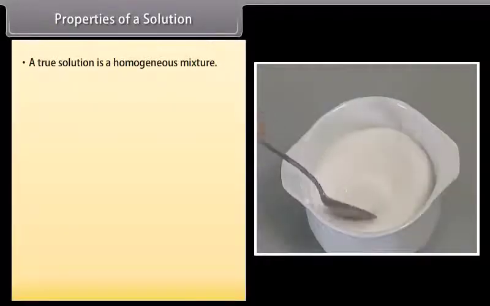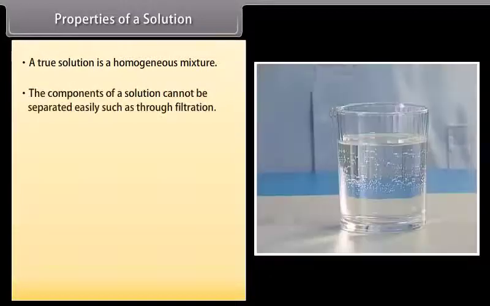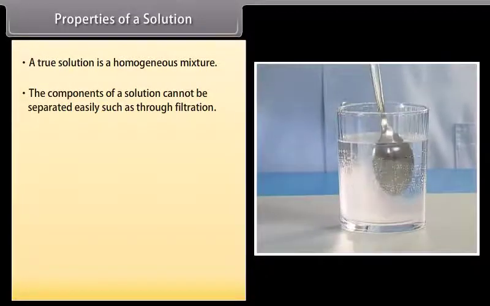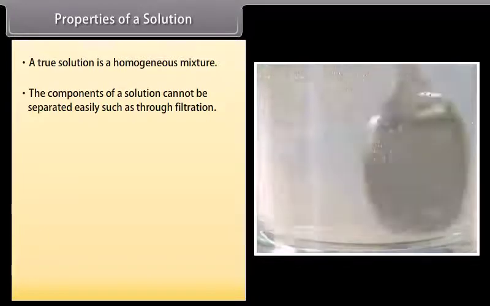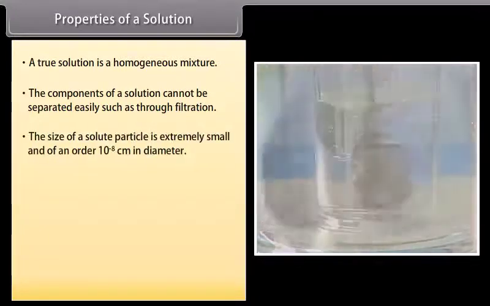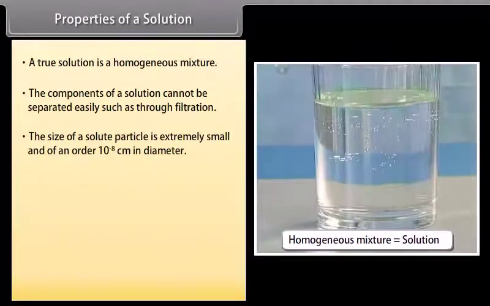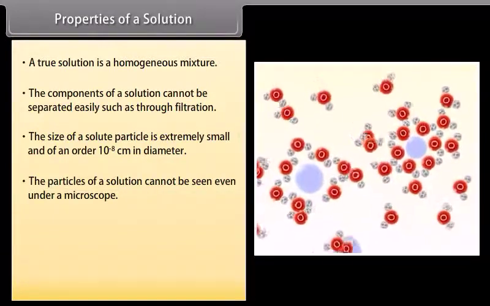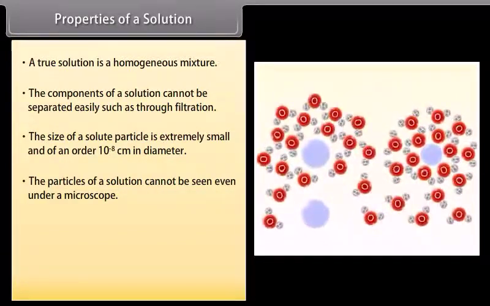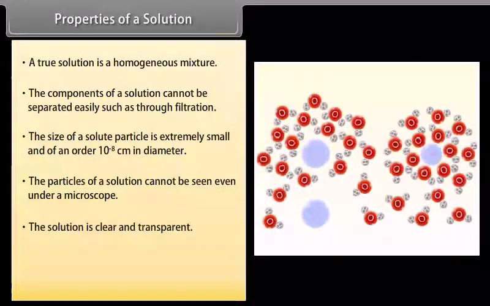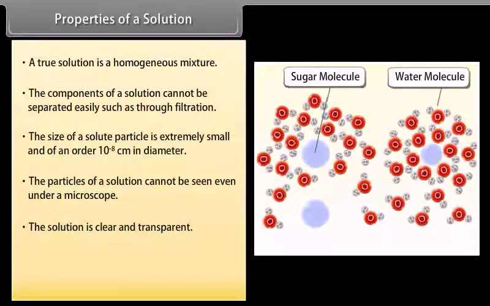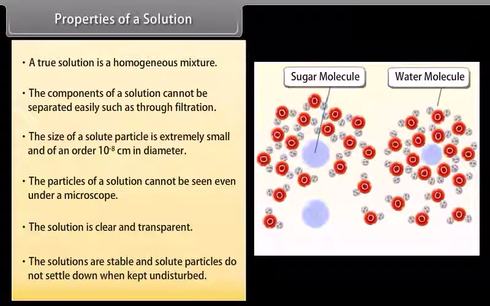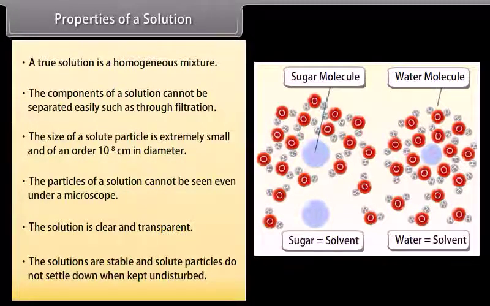Properties of a solution. A true solution is a homogeneous mixture. The components of a solution cannot be separated easily, such as through filtration. The size of a solute particle is extremely small, of the order 10 raised to the power minus 8 centimeter in diameter. The particles of a solution cannot be seen even under a microscope. The solution is clear and transparent. The solutions are stable, and solute particles do not settle down when kept undisturbed.